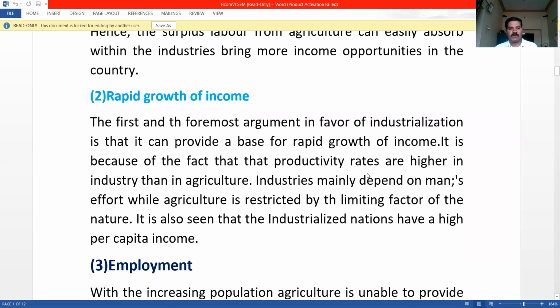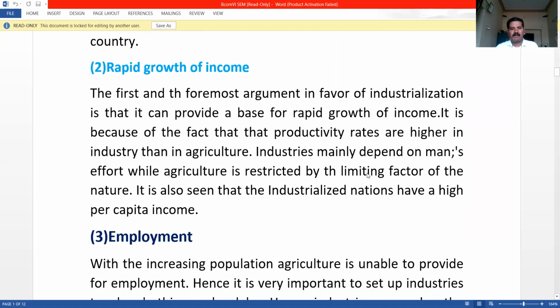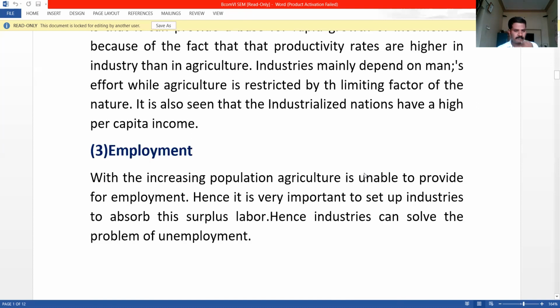The second point is very important: rapid growth of income. The first and foremost argument in favor of industrialization is that it can provide a base for rapid growth of income. This is because productivity is higher in industry than in agriculture. Industries mainly depend on man's efforts, while agriculture is restricted by the limiting factor of nature. It is also seen that industrialized nations have a high per capita income.